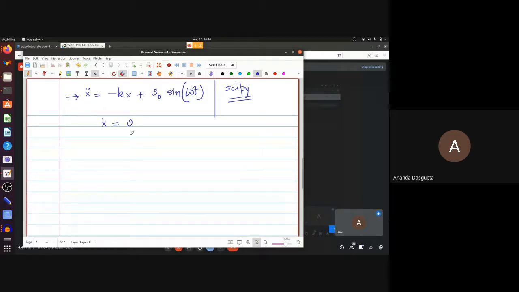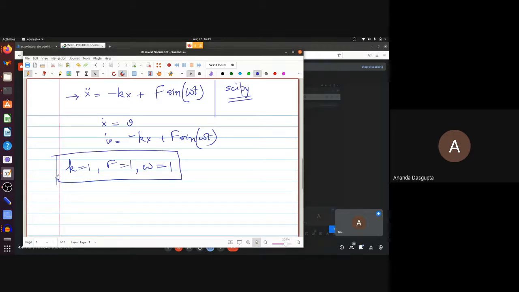You just say x dot equals v. Okay, let me change this to f sine omega t because I don't want this v0 to be confused with this v. x dot equal to v and v dot equal to minus kx plus f sine omega t. Okay. So let's say we want to solve this set of equations and we want to do this for, say, k equal to 1, f equal to 1, omega equal to 1. Let's keep things simple for ourselves. Giving these parameters is no big deal, but you should be able to do it yourself.